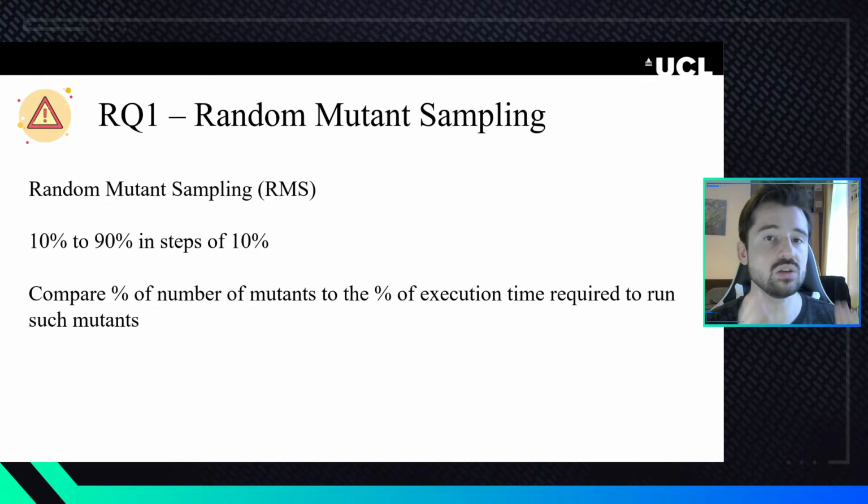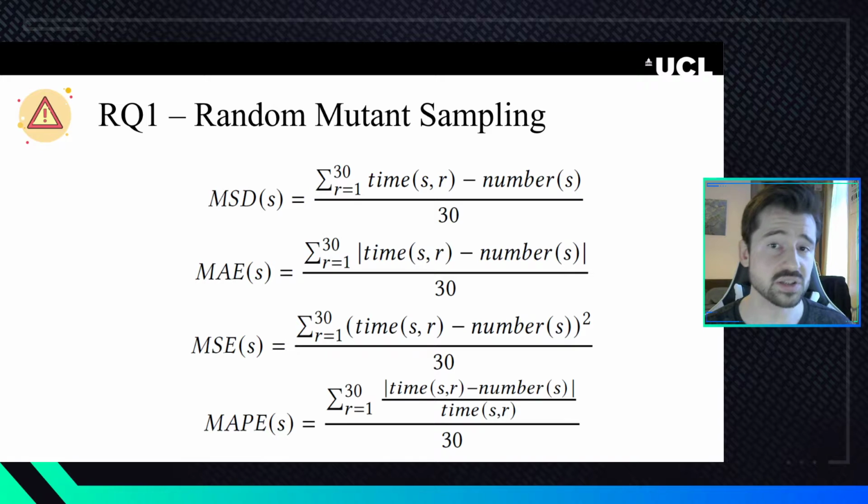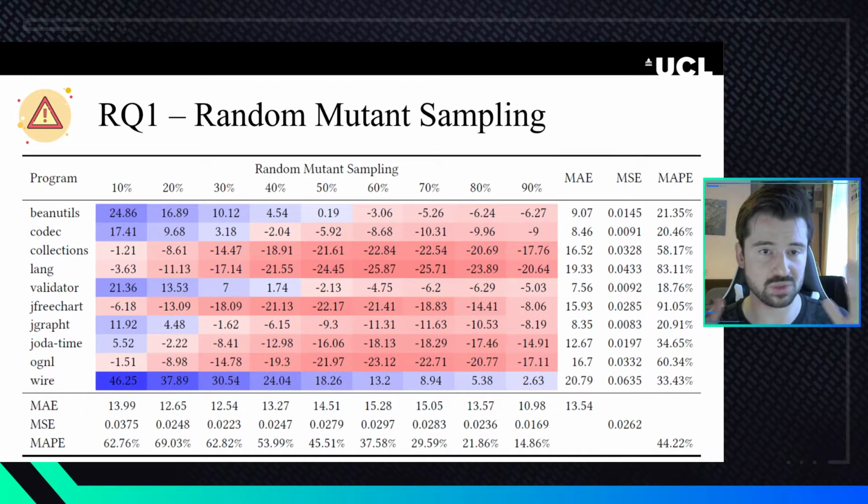To do so, we used RMS from percentages from 10% to 90% in steps of 10%. So we have 9 RMS strategies. Then we compare the percentages of sampled mutants to the percentages of execution time needed to run those sampled mutants in relation to all mutants. In this comparison, we use 4 error metrics commonly used in statistics, namely mean sign difference, mean absolute error, mean squared error, and mean absolute percentage error. So without further ado, this is the first result that we found.